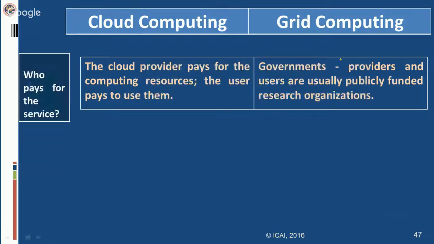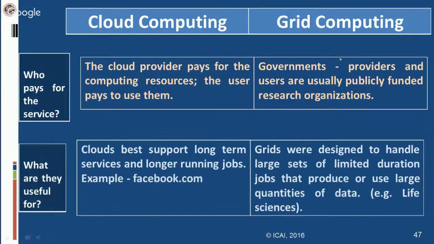Who pays for the service in cloud computing? It is we, the user, who has to pay. Whereas in grid computing, the providers and users are usually publicly funded research organizations. And what are they useful for? Clouds are best useful for supporting long-term services and long-running projects, whereas grids are designed to handle large sets of limited duration jobs that produce or use large quantities of data.